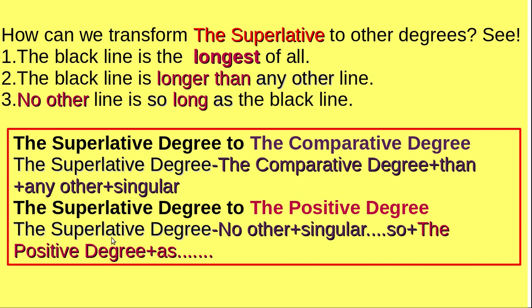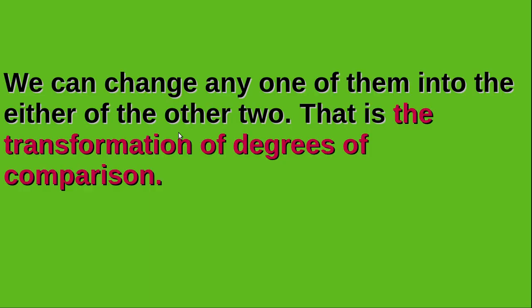Next, when we transform superlative to positive degree, we should start with no other, and the singular noun, then the verb, and so plus the positive degree plus as. See, no other line is so long as the black line. Clear? Now shall we do it?